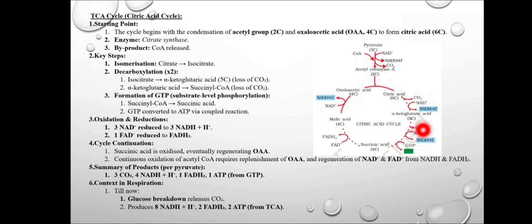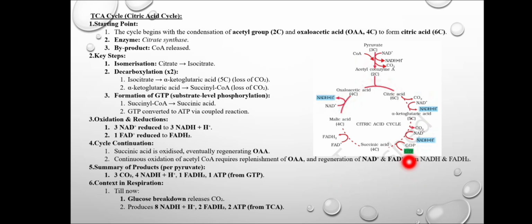Here also note that in both the steps, 1 NADH each is produced. Then this succinyl coenzyme A gets converted into succinic acid, and in this process 1 GTP is produced. Now here this GTP is converted into ATP via a coupled reaction. Basically first GTP is formed, then GTP breaks down, and in place of GTP, ATP is formed.